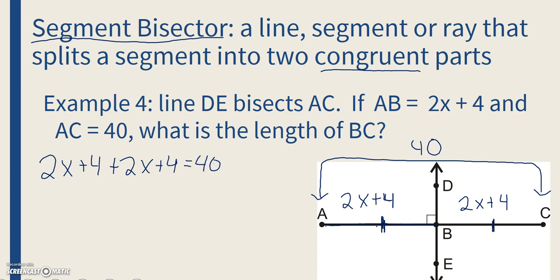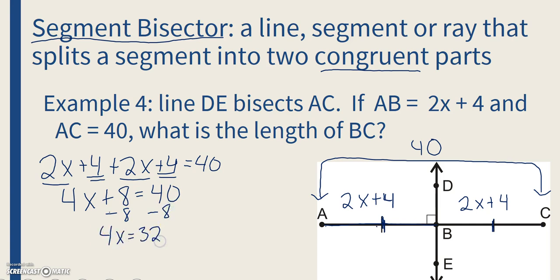And now we're back to solving an equation. So 2x plus 2x gives us 4x. 4 plus 4 gives us 8 equals 40. Subtract 8 from both sides. So 4x equals 32. Divide by 4. So x equals 8.